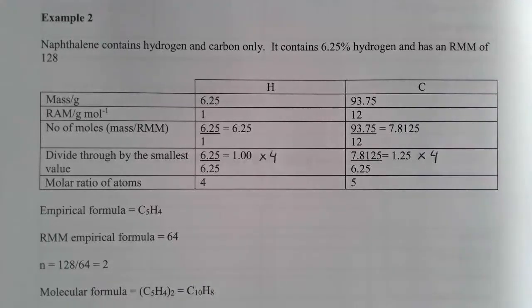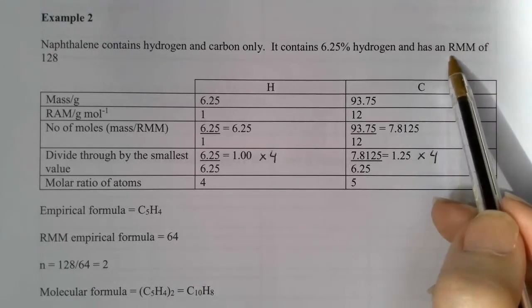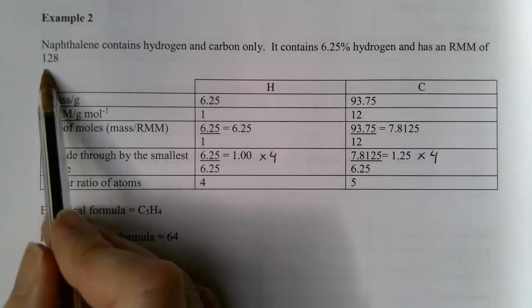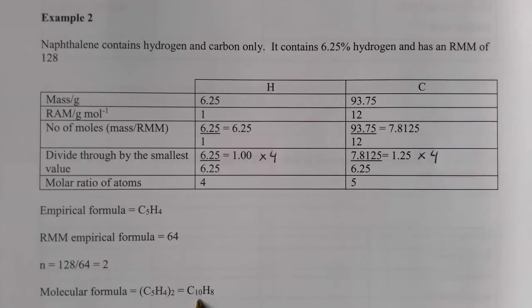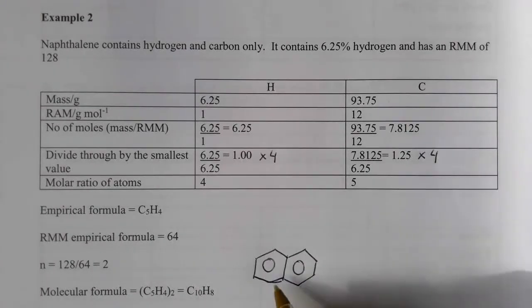But in this case, I'm told that the RMM, the relative molar mass of naphthalene, is 128. Well, 128 divided by 64 is 2. So therefore, the molecular formula is twice the empirical formula. So the molecular formula of naphthalene is C10H8. And I've just drawn naphthalene for you there. Sorry, that's supposed to be a straight line.